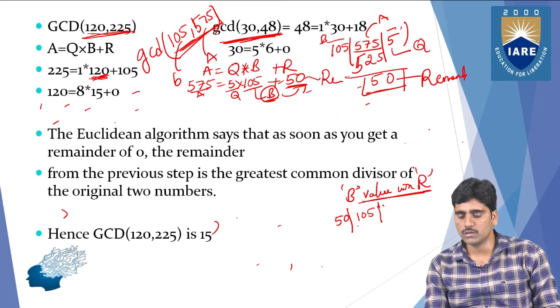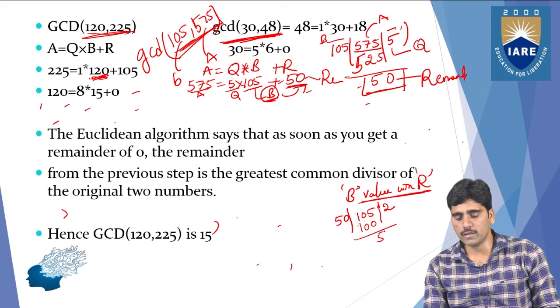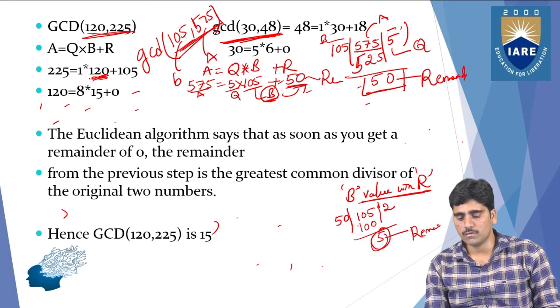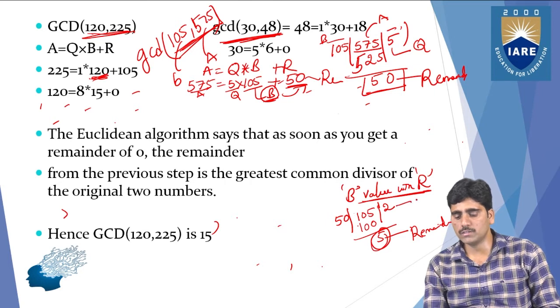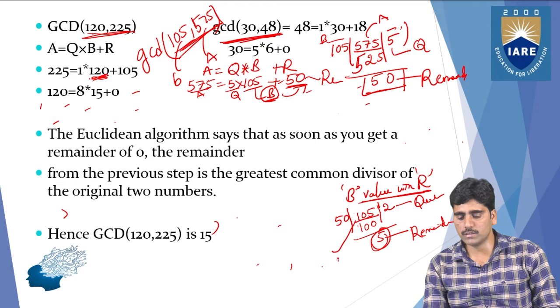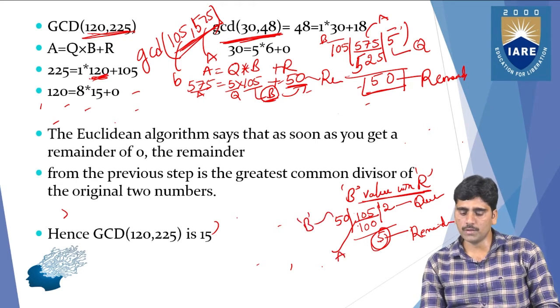So 50 into 2 is 100, and 5 is the remainder. 2 is the quotient, 105 is the A value, and 50 is the B value, right?